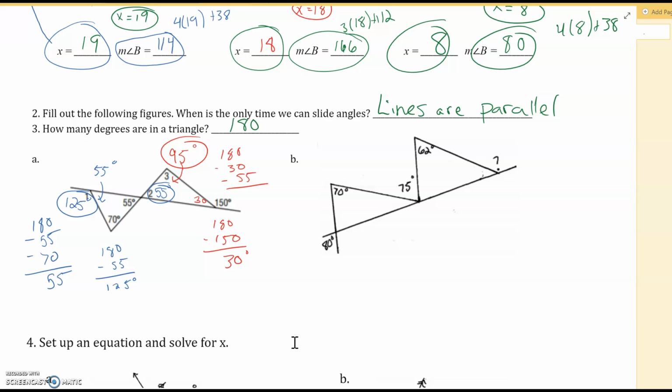And I see 80 degrees vertical would go here. Okay, I have 180 degrees in a triangle, so I can go 180 minus 70 minus 80. So that'd be 150, which would give me 30 degrees. Boom. These three here make a straight line, so that would be 180. Which would give me 75 again.